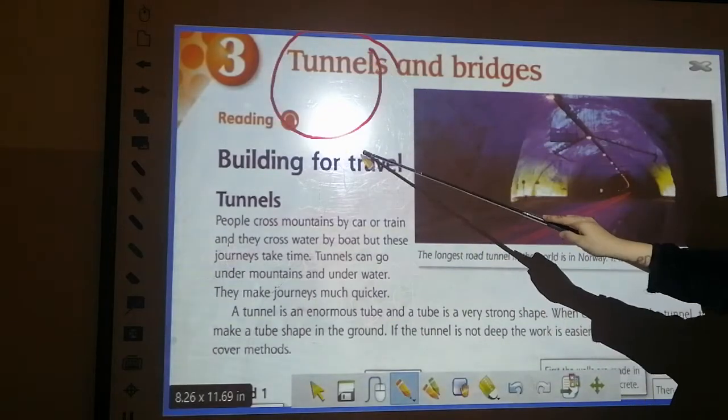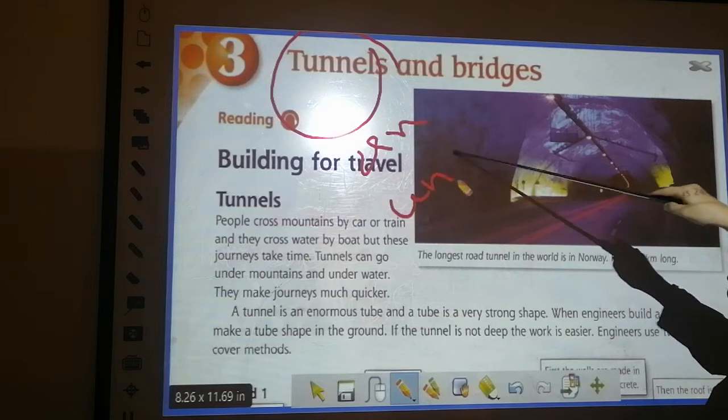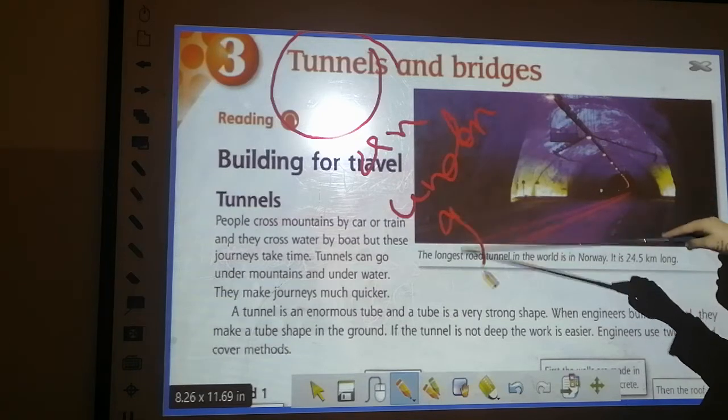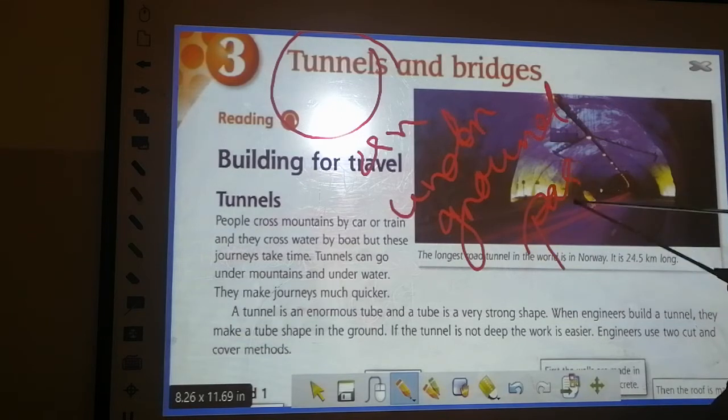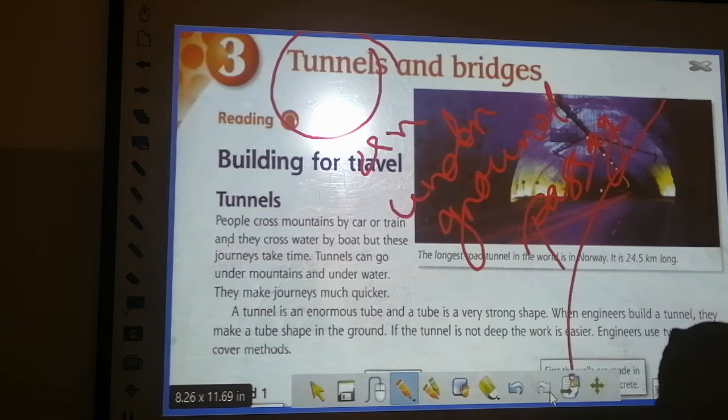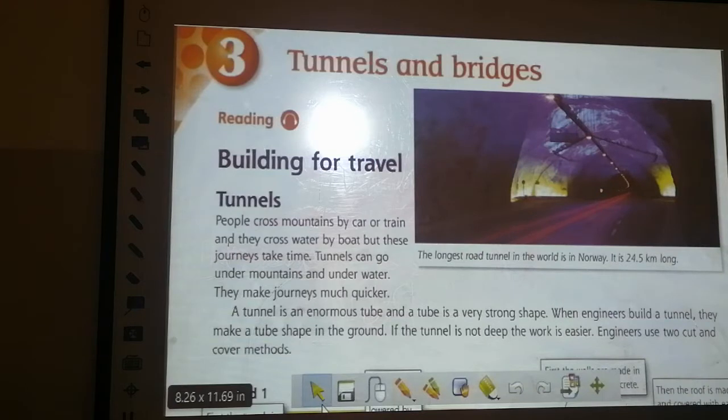A tunnel is an underground passage. What is the meaning of it? The Arabic meaning of tunnels is الأنفاق. Tunnels are underground passages that people build in the mountains and under the sea to make journeys much quicker, to make a shorter street between two separated places.